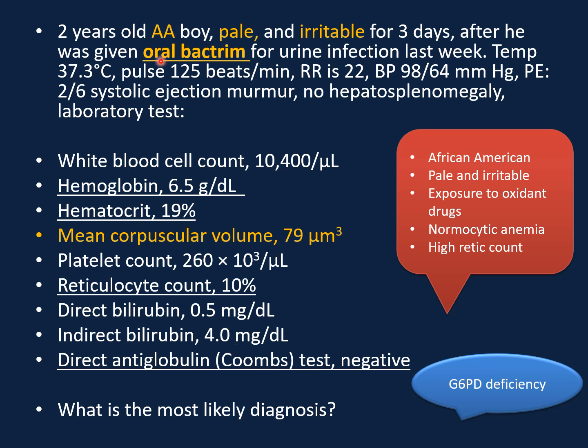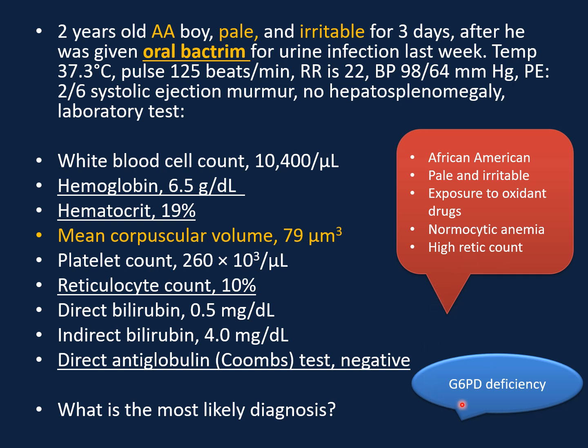So pale after a trigger like oral Bactrim, the anemia is normocytic, not microcytic. The retic count is elevated and there is hyperbilirubinemia, so it is hemolytic anemia, and the Coombs test is negative, so it's not autoimmune. So what is the most likely diagnosis? This is a classic presentation of G6PD deficiency. The keywords here: African American who is pale and irritable, exposure to oxidant drugs, normocytic hemolytic anemia, and a high retic count and hyperbilirubinemia.